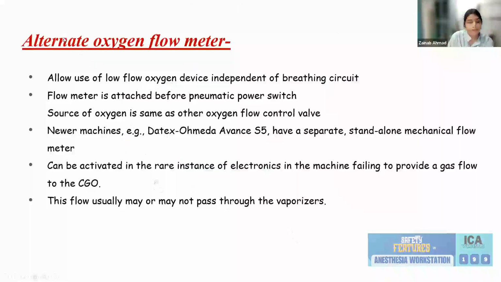Now, coming next is the alternate oxygen flow meter. Everyone has seen the alternate oxygen flow meter, which can be used. It allows the use of a low oxygen flow device and an independent breathing circuit. The flow meter is attached before the pneumatic power switch. The source of oxygen is the same as the other oxygen flow control valve. Newer machines, for example the Datex Ohmeda, have a separate standalone mechanical flow meter. It can be activated in rare instances of electronic failure because it is independent of the power switch. So the oxygen flow meter can be used.